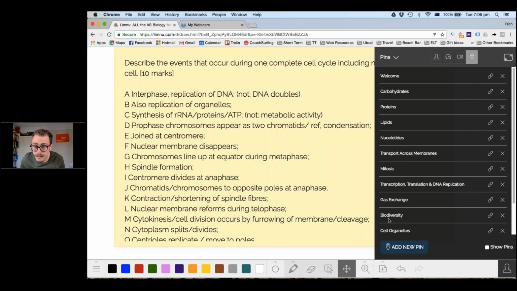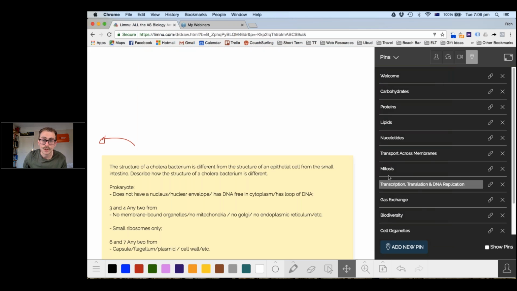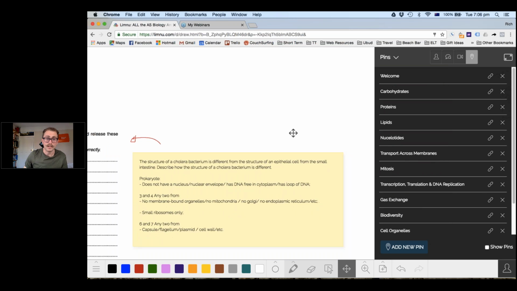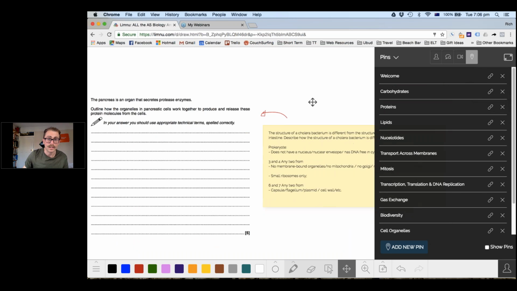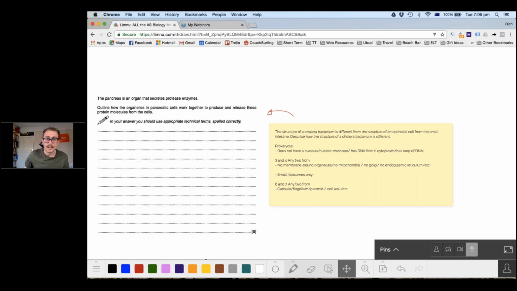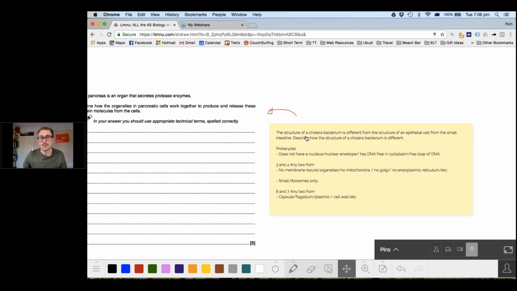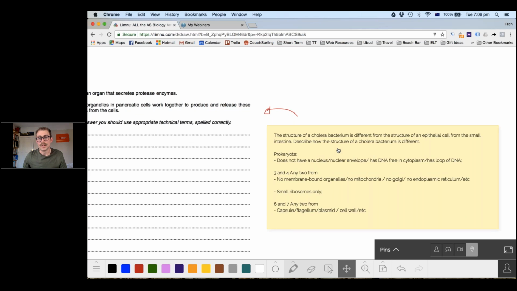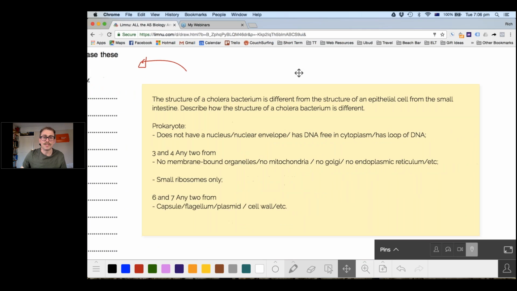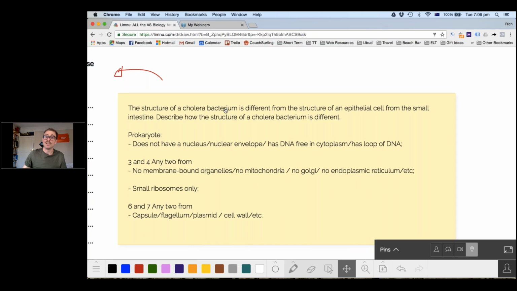Ribosomes. Just jump over here. We're nearly done, actually. I've got through quite a lot of content already. Okay, so this question is basically about some organelles. Let's zoom in on this one. It is basically: describe the difference in structure between a bacteria and a eukaryote. So let's look at the question and see how they ask it.